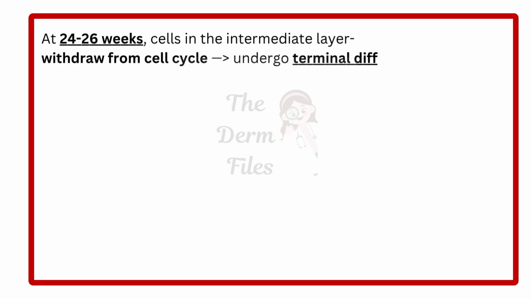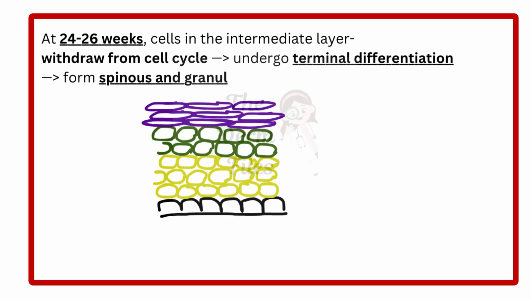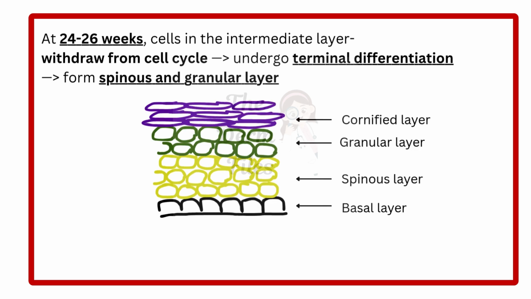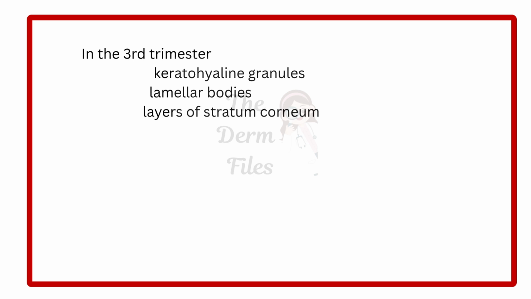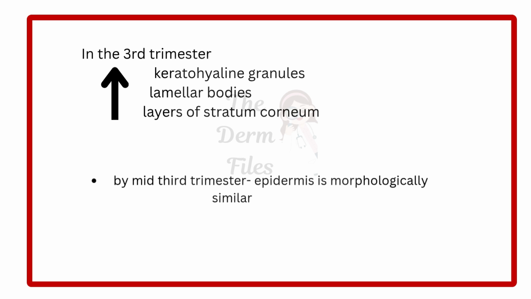At 24 to 26 weeks, cells in the intermediate layer withdraw from the cell cycle, undergo terminal differentiation, giving rise to the spinous and granular layer. The periderm sloughs off into the amniotic fluid, and a cornified cell layer composed of dead keratinocytes develops. In the third trimester, there is an increase in the number of keratohyaline granules, lamellar bodies, and the layers of the stratum corneum. By mid-third trimester, epidermis is morphologically similar to adult skin. However, full barrier function develops a few weeks after birth.